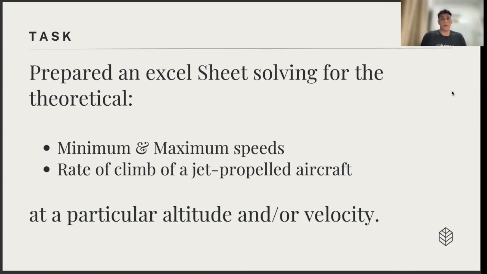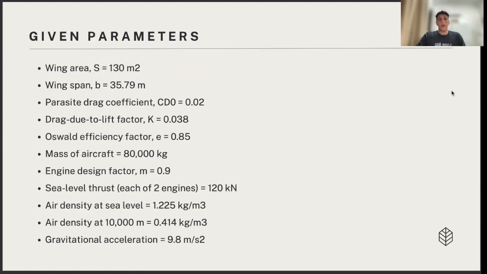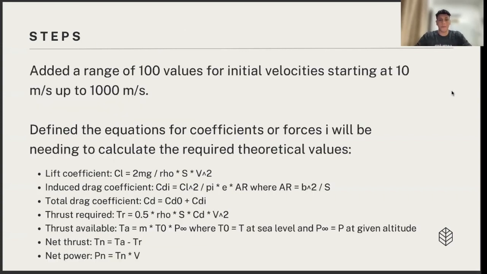So we were asked to prepare an Excel sheet solving for the minimum and maximum speeds and the rate of climb. At a given altitude, we were given a constant of 10,000 meters for our altitude. We were also given some other parameters, such as the wing area, the wingspan, parasite drag coefficient, and so on. The parameters are all listed here.